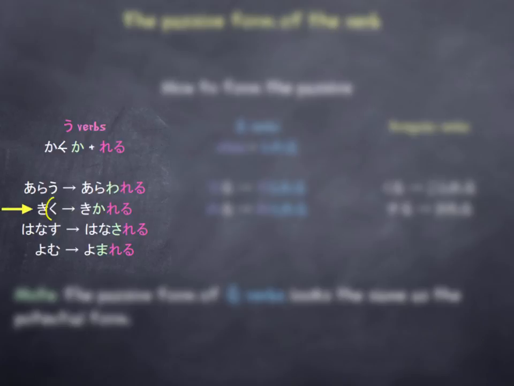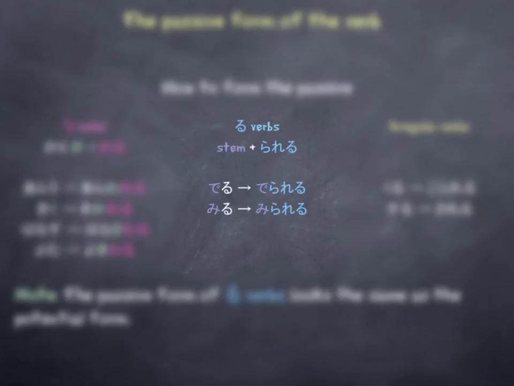In our next example, we have the verb kiku, to listen. And again, that ku sound is going to change from an u to an a. Kikareru. The next verb we have is hanasu, to speak. And again, the su will change from an u to an a. Hanasareru. And finally, we have the verb yomu, to read. And the mu will change from an u to an a and become yomareru.